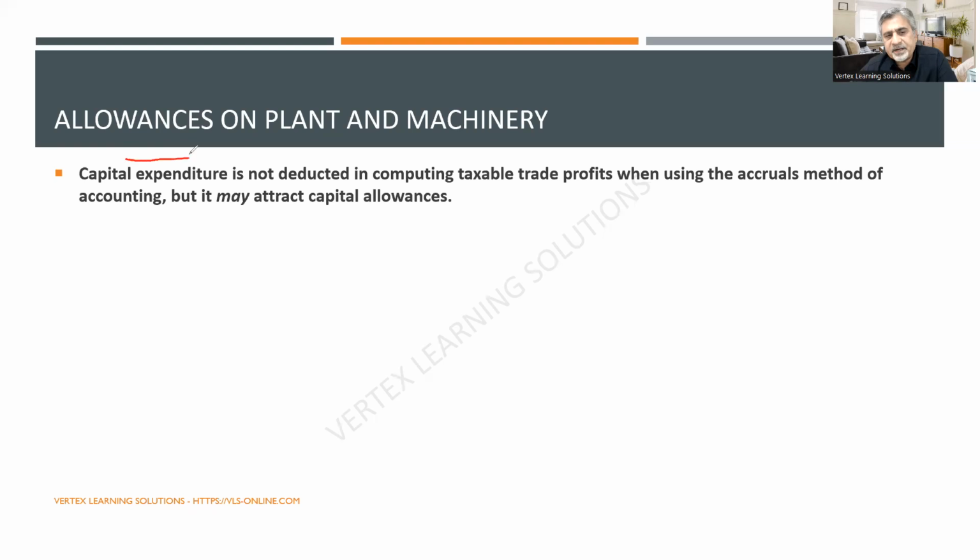It says capital expenditure is not deducted in computing taxable profit, which means that if you purchase an asset, capital expenditure is purchasing of a non-current asset. Capital expenditure means when you buy a non-current asset. So if you purchase a motor car for $20,000, you cannot show it as an expense in the income statement. Yes, we know that. If we purchase a non-current asset, we do not do that. Instead, you use capital allowance.